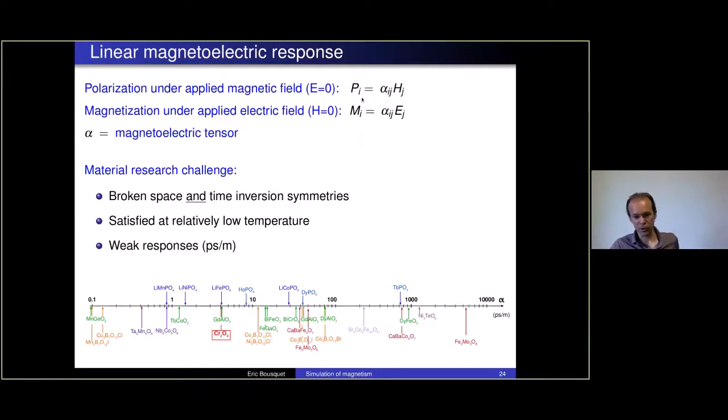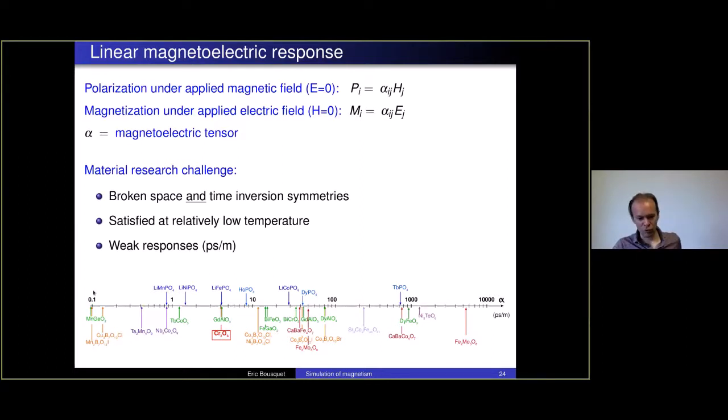And the other way around, you can apply an electric field and compute the induced magnetization, giving rise to the same alpha coefficient, a linear magnetoelectric tensor in this case. And of course, it can be nonlinear. This is quite a material challenge, in the sense that it needs broken space and time inversion symmetries together under the applied field. It is often satisfied only at relatively low temperature, and the response is extremely small. In SI units, the response is often of the order of a picosecond per meter.